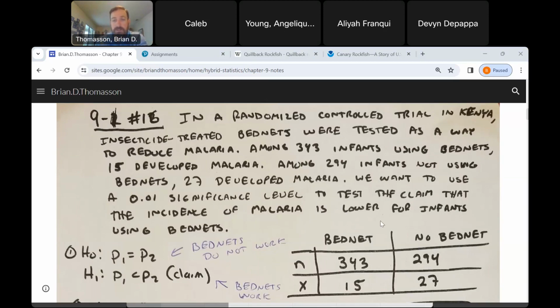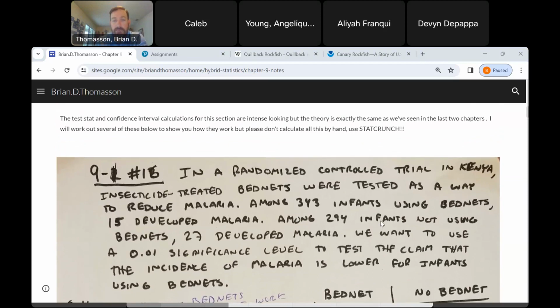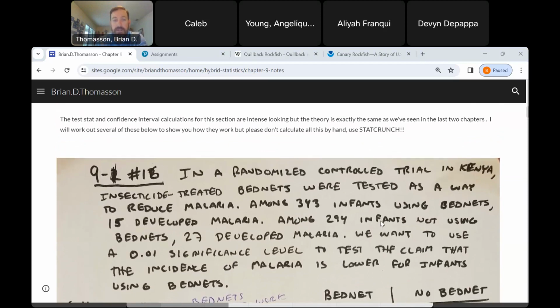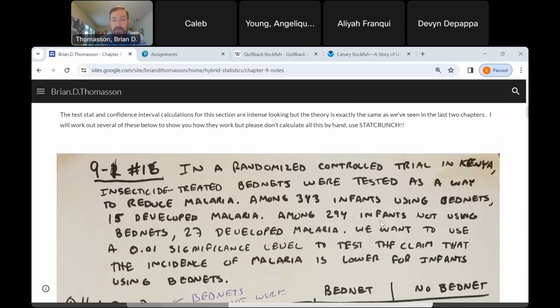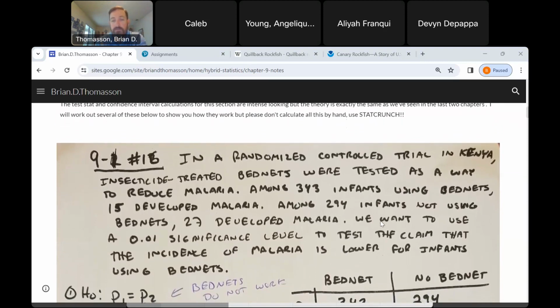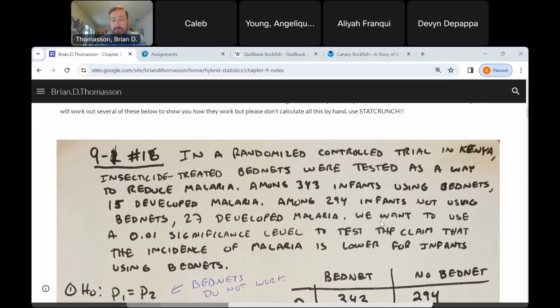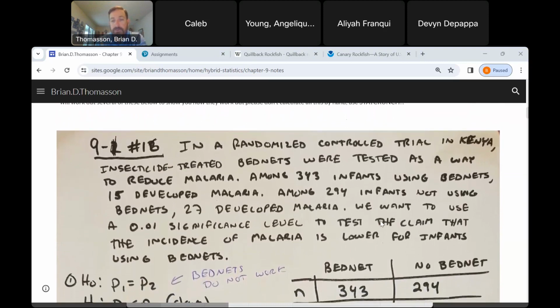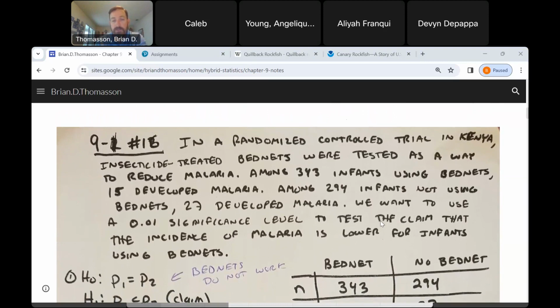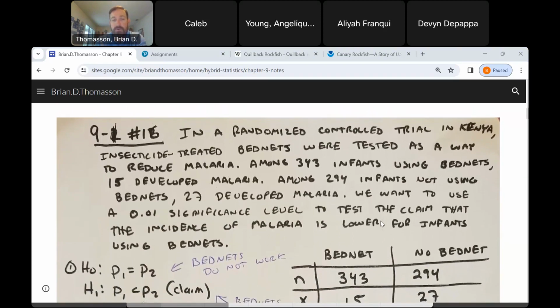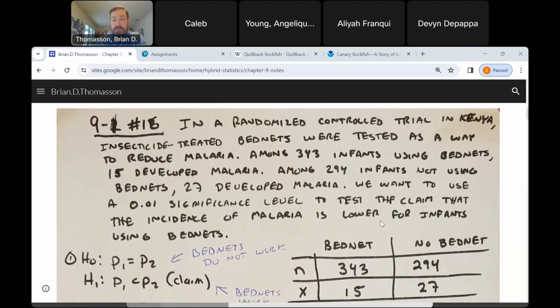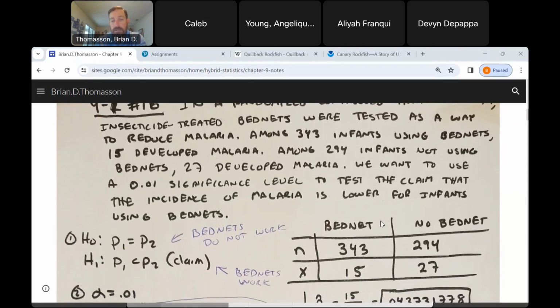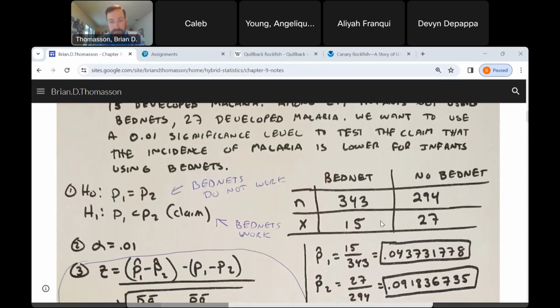In this problem, it says, in a randomized controlled trial in Kenya, insecticide-treated bed nets were tested as a way to reduce malaria. Among 343 infants using bed nets, 15 developed malaria. Among 294 infants not using bed nets, 27 developed malaria. We want to use the 0.01 significance level to test the claim that the incidence of malaria is lower for infants using bed nets. So let's talk a little bit about malaria, to make sure we understand what they're asking, what they're talking about.